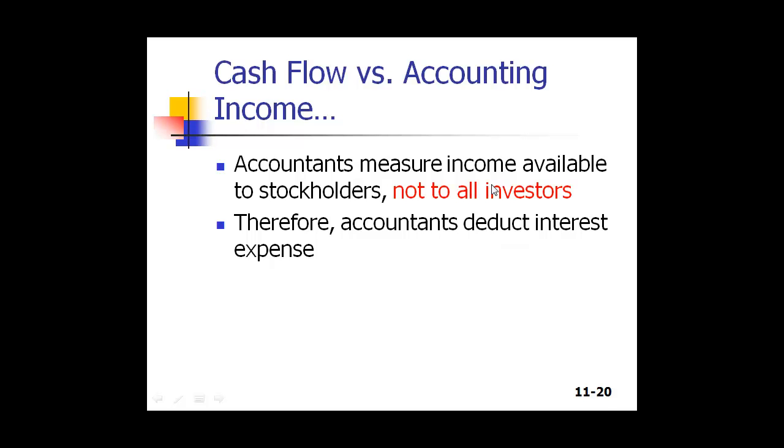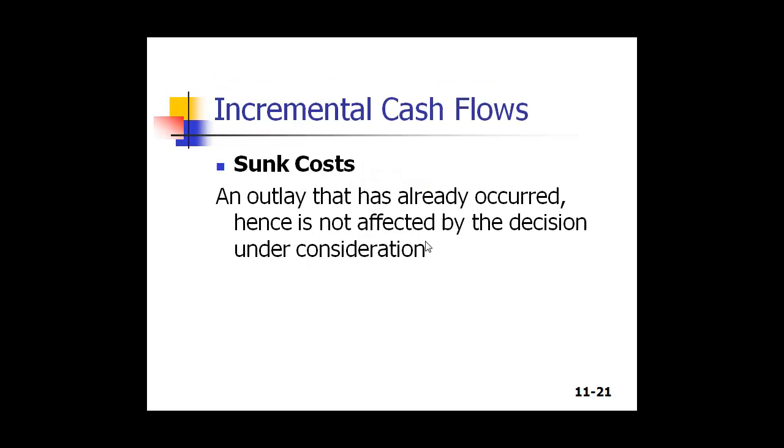So that's the point here. Accountants measure income available to stockholders, not to all investors. Therefore accountants deduct the interest expense in their regular income statement. But when we are doing a cash flow analysis from the perspective of all investors, and we are discounting at WACC, then we as financial people do not subtract the interest from the cash flow. We only deal with the interest and the cost of equity in the WACC.